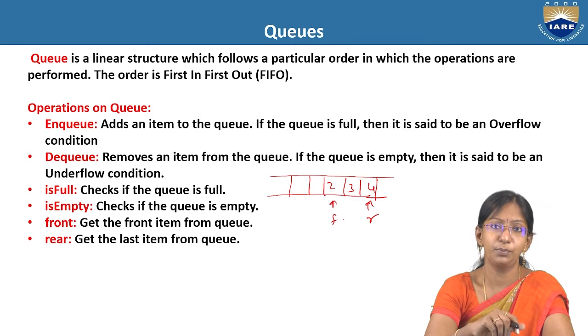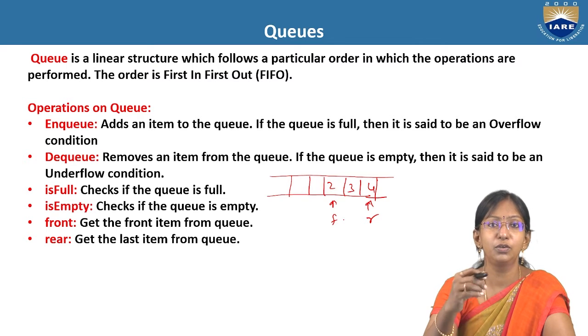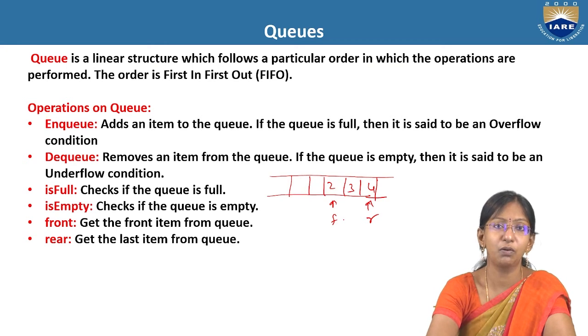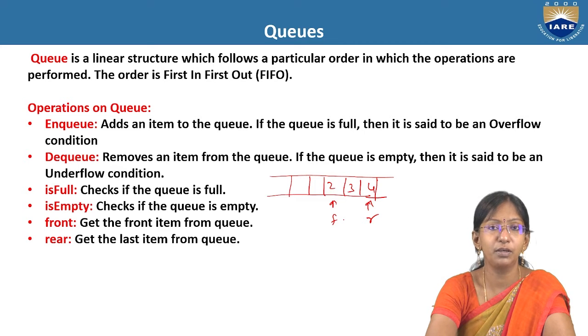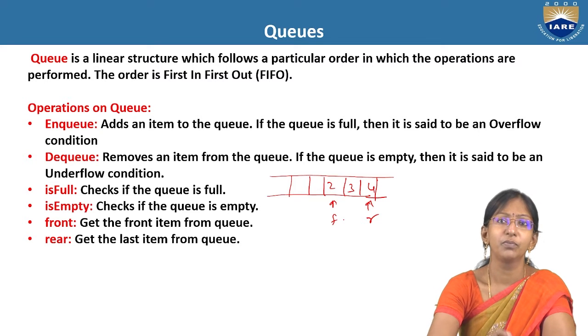The remaining operations are to check whether the queue is full or not, to check whether the queue is empty or not, what is the element pointed by the front, and what is the element pointed by the rear. These are the 4 other operations that we can have when we work with queues.